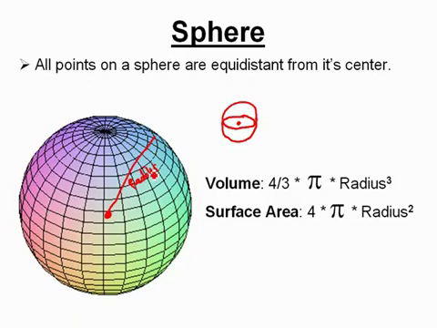So, the volume of a sphere is really, really simple. 4/3 times pi times radius cubed. And the surface area of a sphere is 4 times pi times radius squared. Really simple. There's not much to know about spheres.